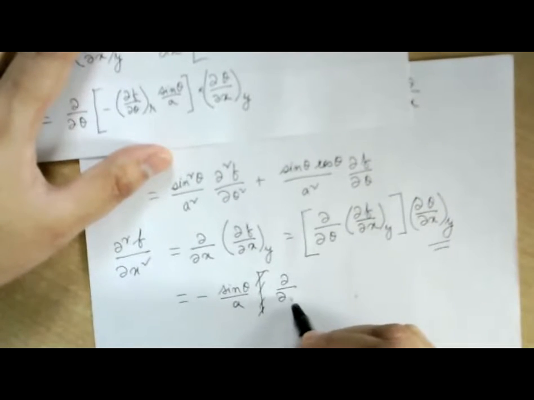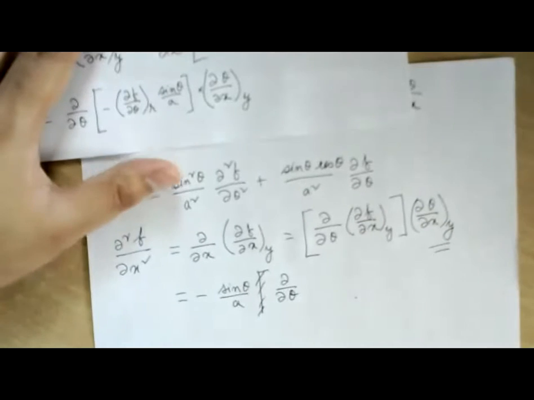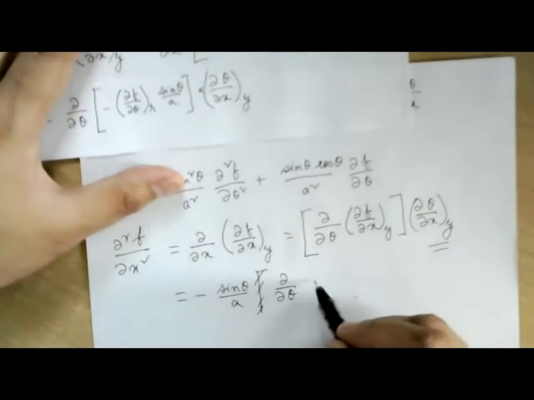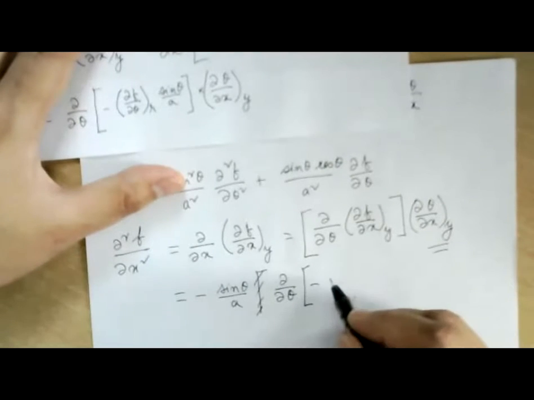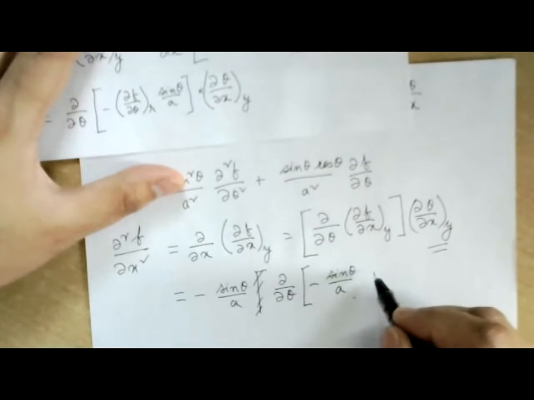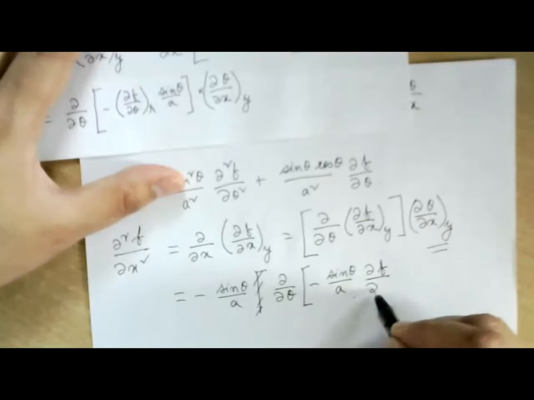Then this is del by del theta, and this is minus sine theta by a, del f by del theta.